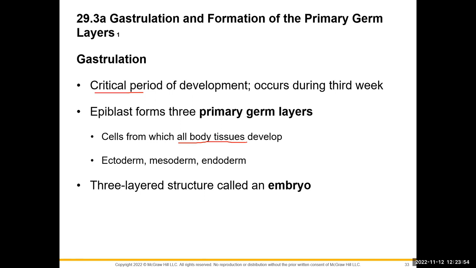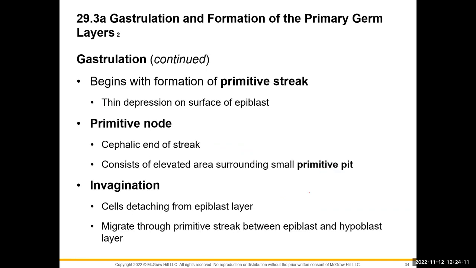So at this point, when we have the development of these three germ layers, we can now effectively call our structure an embryo, which makes sense because we are now in the embryonic period. So one of the first things that we're going to see during gastrulation is the development of the primitive streak. If we're looking down at the top of our structure, you're going to see this invagination, this streak, start to form. And basically, the cells will start to push in on themselves in the epiblast layer.